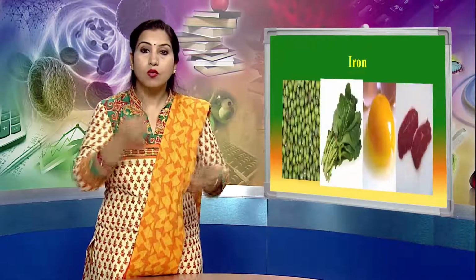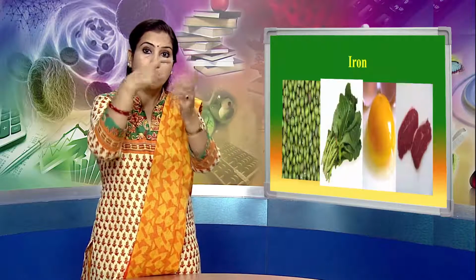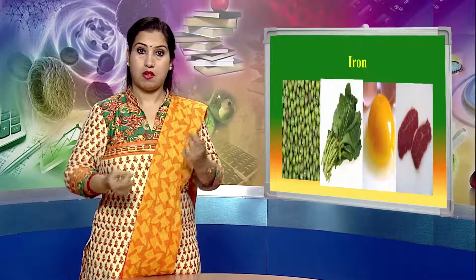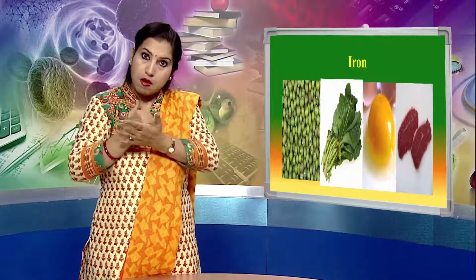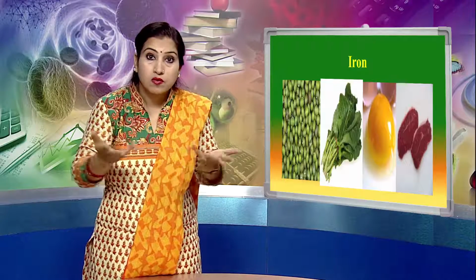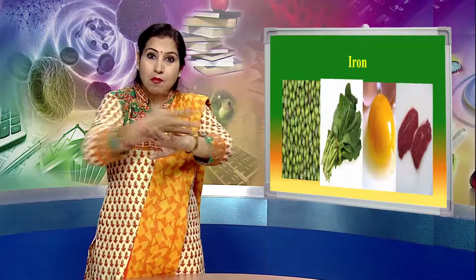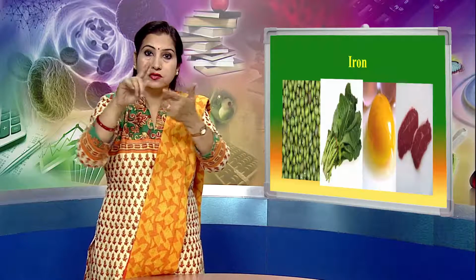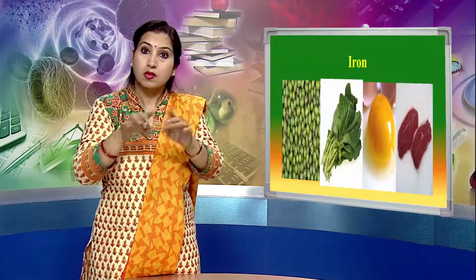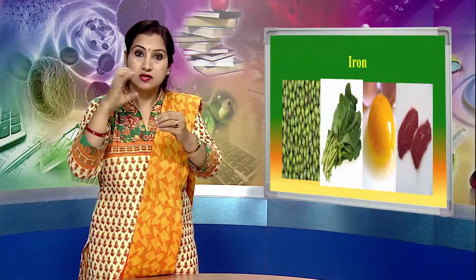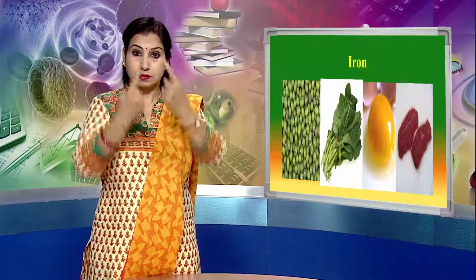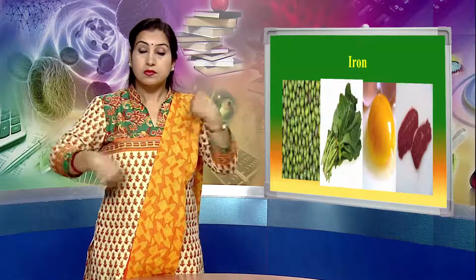Now we will talk about iron. Iron is very crucial mineral which makes our blood red and active in life. It is important for formation of compound called hemoglobin present in red blood cells. Thus, iron helps in better transport of the oxygen to body cells.